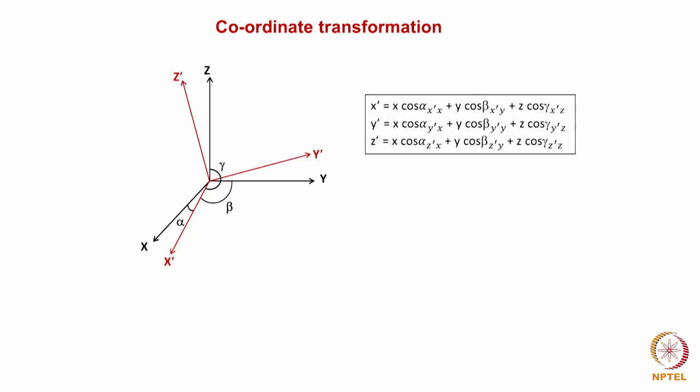What we will do is consider the coordinate transformation, which is essentially a rotation in the Cartesian coordinate system. Here, x, y, z, shown in black, represents the normal Cartesian coordinate system. This coordinate system has been rotated to x dash, y dash, z dash.